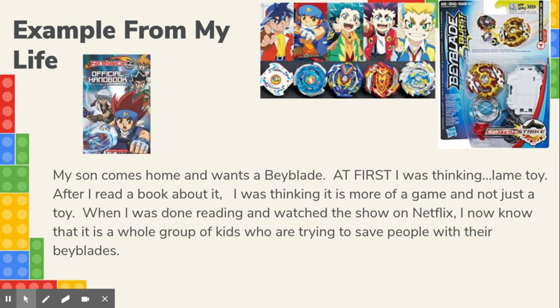So at first I had one idea, lame toy. Then I got to reading the book about it and watching the show, and I was like, it's more like a game people play for points. And then at the end I was like, oh no, this has like a plot.